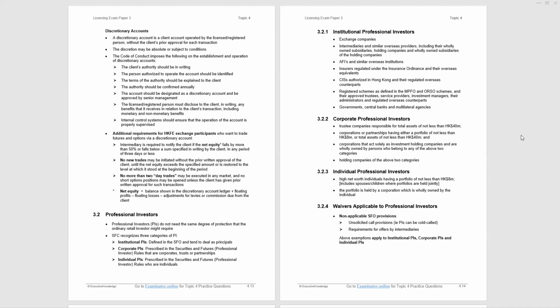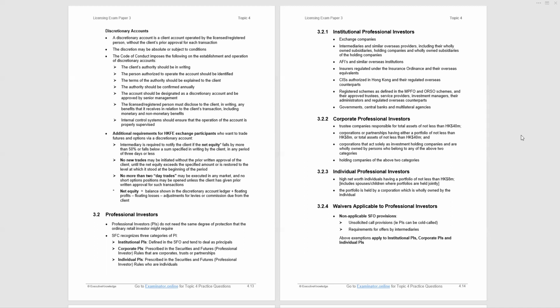And just moving straight to individual professional investors, high net worth individuals have a portfolio of not less than 8 million Hong Kong dollars. So that's just over $1 million US dollars, which is not much these days. And when you're taking into account the portfolio, you include the portfolio of spouses and children where they're jointly held, not siblings, not parents. And I mention that because they have examined that point.